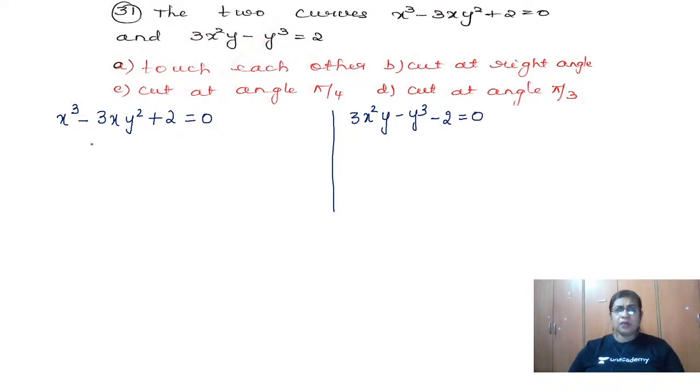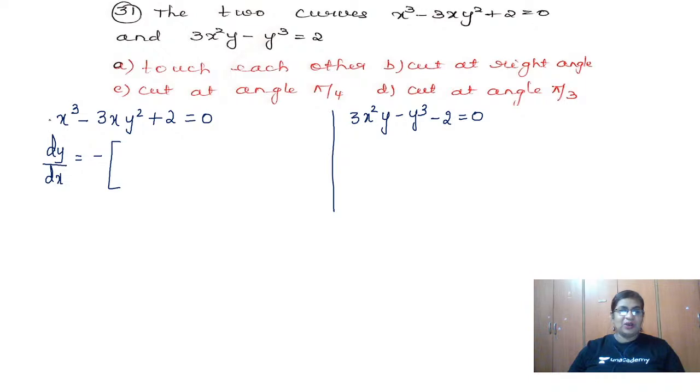Now, what is the trick to find dy by dx easily? dy by dx is equal to, put one minus sign, and then put a bracket. In the numerator, you differentiate x, keeping y as a constant. In the denominator, you differentiate y, keeping x as a constant. I repeat once again: in the numerator, differentiate x keeping y constant, and in the denominator, differentiate y keeping x constant.